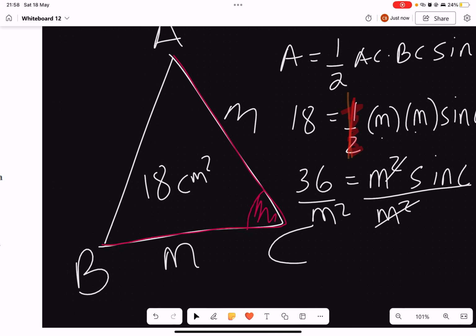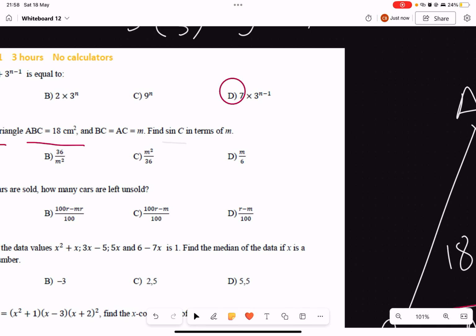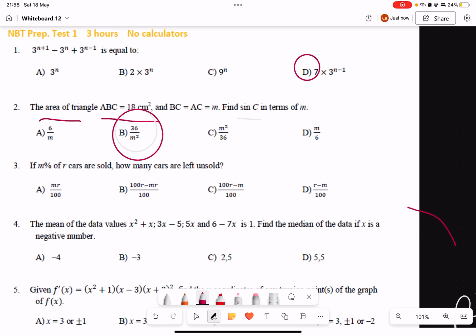Let's go and see if we have this as an option. 36 over m squared. That is option B, right? So that is option B. Perfect. And now, let's try the next question.